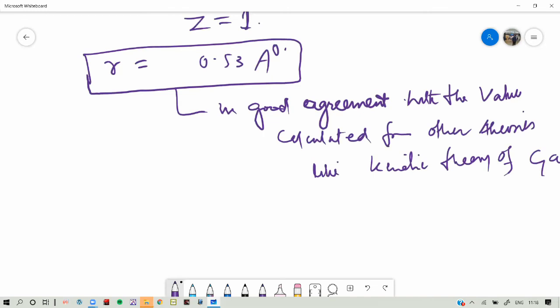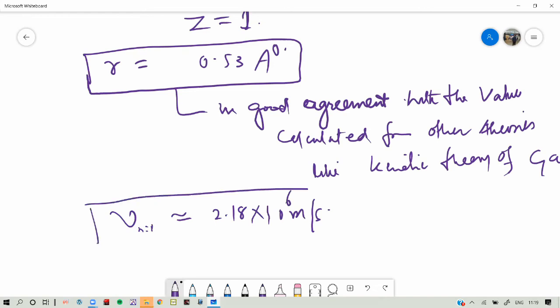The velocity of an electron for the smallest orbit, you can also calculate that. So v for the smallest orbit, v for n equal to 1, is approximately equal to 2.18 × 10^6 meters per second for the first orbit. This is the velocity.